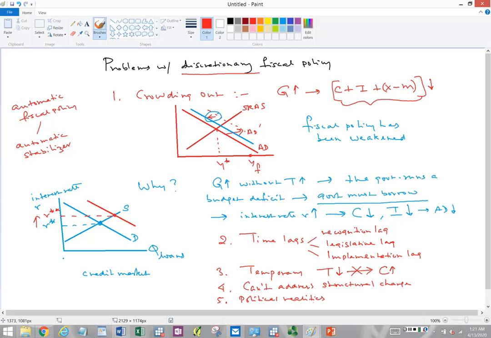So you're telling the government the opposite of what it typically wants to hear. You're telling them to increase their spending when their tax revenues are shrinking, and you're telling them to decrease their spending when their tax revenues are increasing. Right? So this is the problem of political realities. It's difficult to convince the government to do the right thing, macroeconomically speaking.